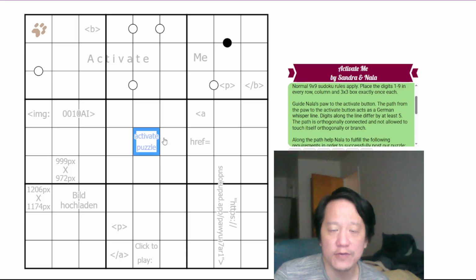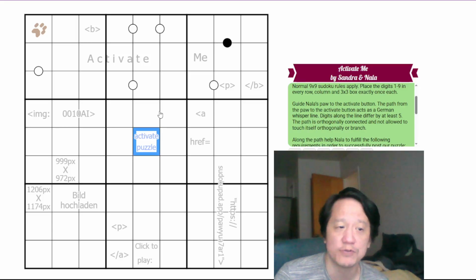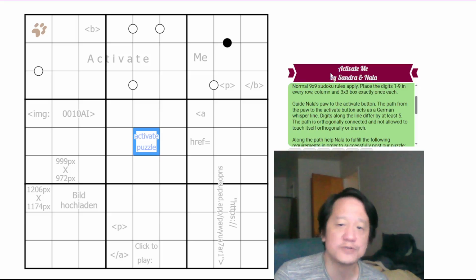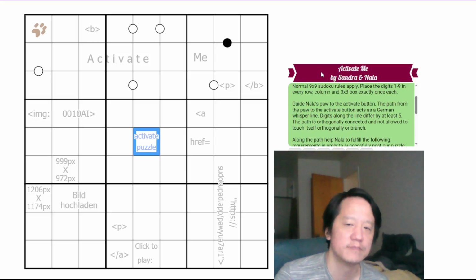And the path from the paw to the activate button acts as a German whisper line, which means digits along the line differ by at least 5. I will be referring to this as a whisper 5 line because a setter came up with that nomenclature, and I thought it made a lot of sense because it was very easily extensible. The path is orthogonally connected and not allowed to touch itself orthogonally or branch.